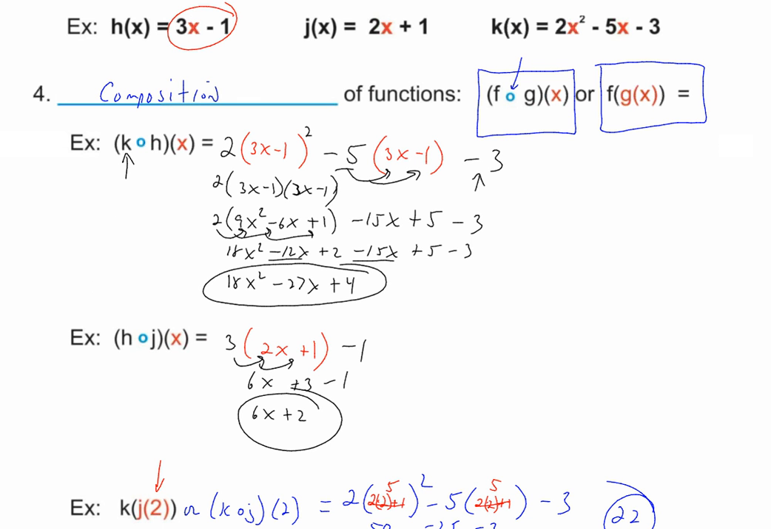We'll deal with these a little bit later in the chapter and make application with them. But again, the order is important. You take the first function where the variables are located for the first function, sub in the whole second function, and solve from there. All right, that's it.